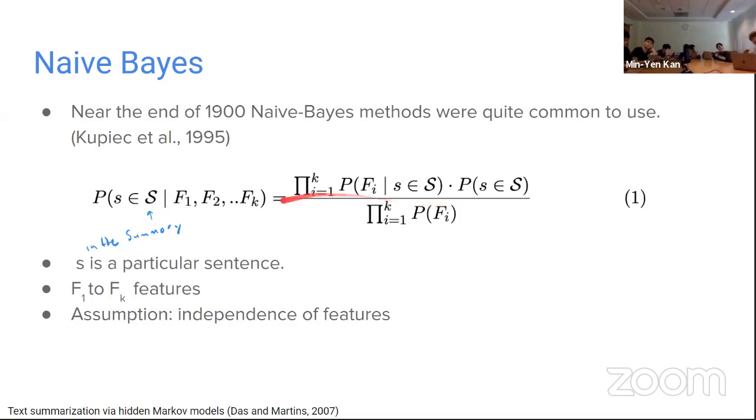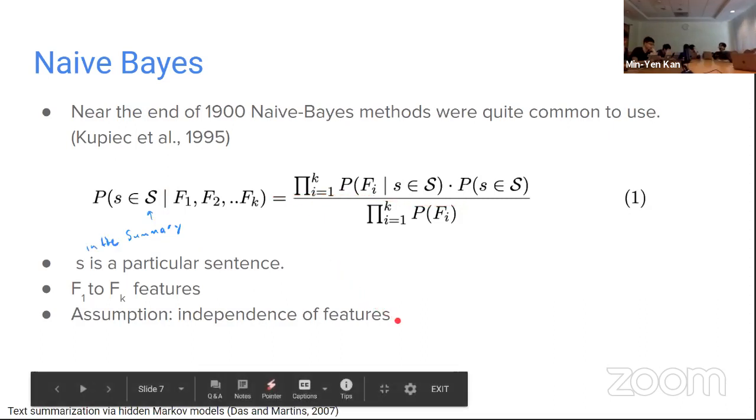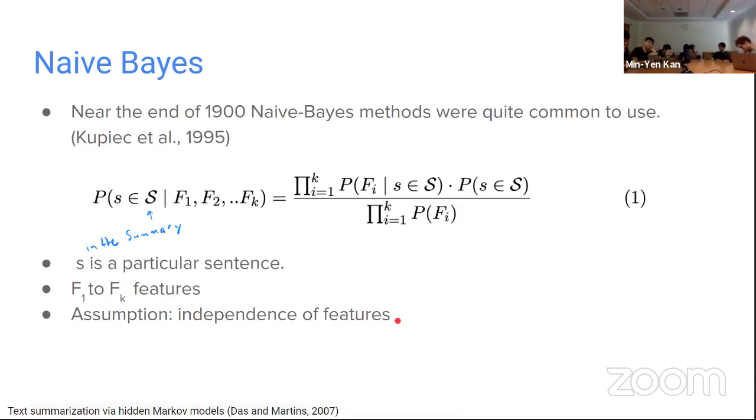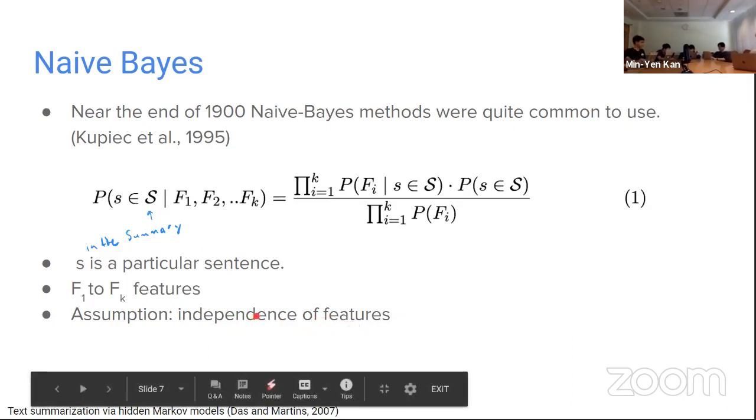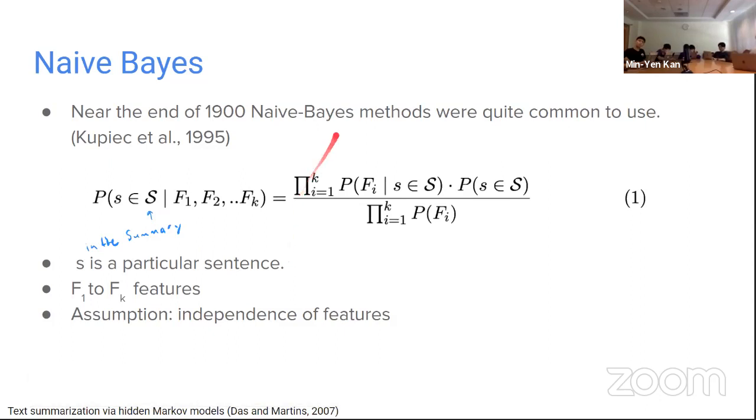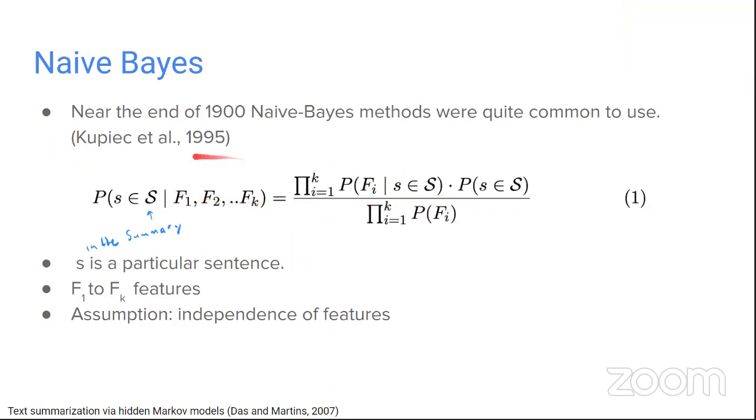One aspect about naive Bayes is that it assumes the independence of features, right? This is one thing that we're going to discuss more in the following methods. You basically go through all of the sentences and find their individual probabilities. Since the features are assumed to be independent, you just multiply all of the features conditioned on the sentence and then normalize it. So it was in 1995.